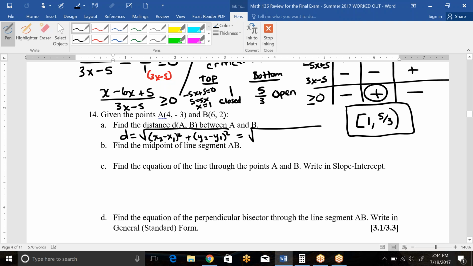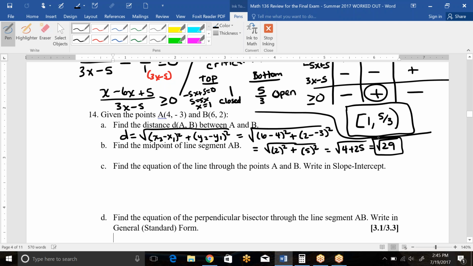So this would be 6 minus 4 squared plus 2 minus -3 squared. That is going to be 2 squared. This would be plus plus, so that's going to be plus 5 squared. So that's going to be 4 plus 25, and you need to work this all the way out. So this is square root of 29. If this has anything that's a perfect square in it, we would want to break that down and work it out. But since it's not got any perfect squares that go into it, part A is going to be square root of 29.